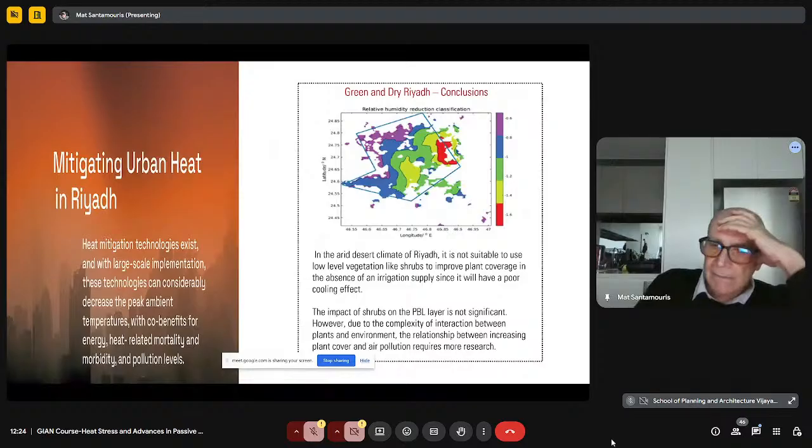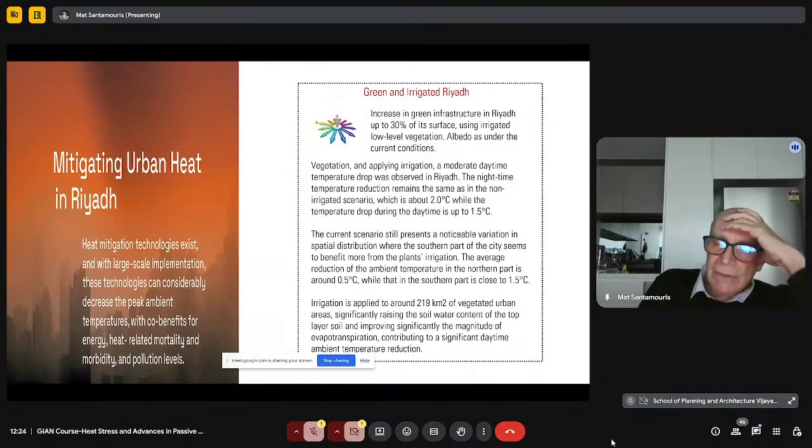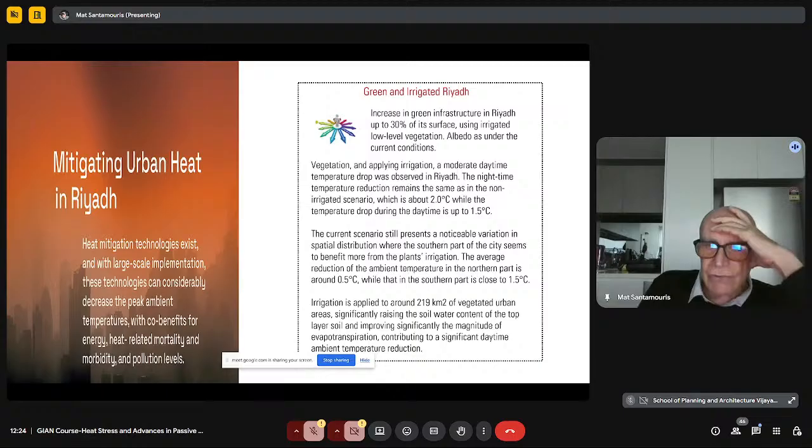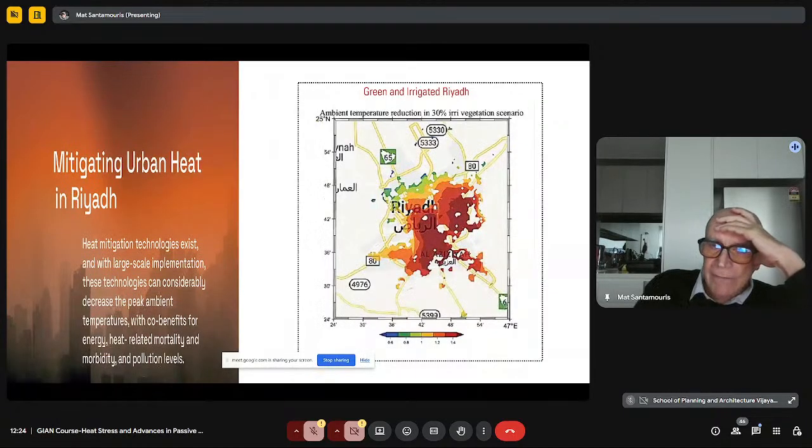And when we decided to irrigate the trees and the greenery, and to simulate the impact of the irrigated greenery, it changed completely. In this case, the decrease of the temperature we had was up to 1.5 degrees. So in this area, and especially in arid climates, the use of non-irrigated greenery is not helping at all. On the contrary, it may increase the temperature of the city. For these climatic conditions, it is mandatory to have very strong irrigation.